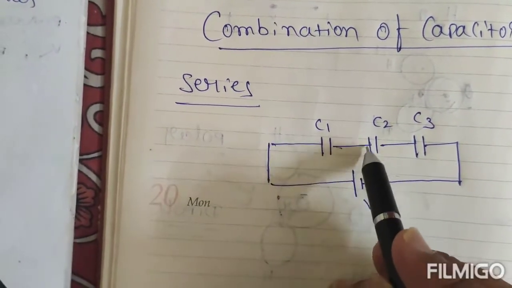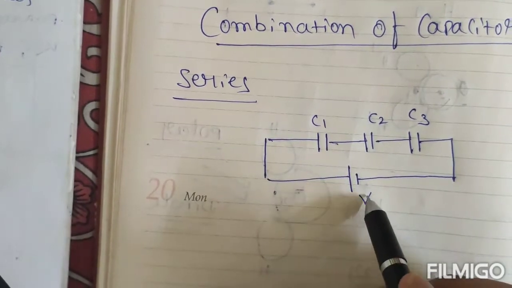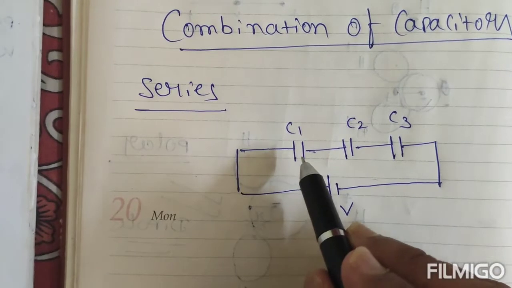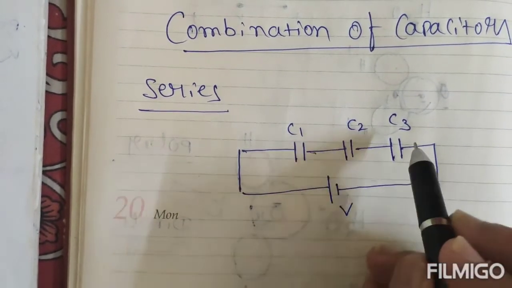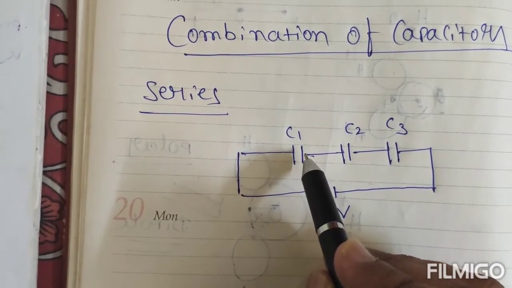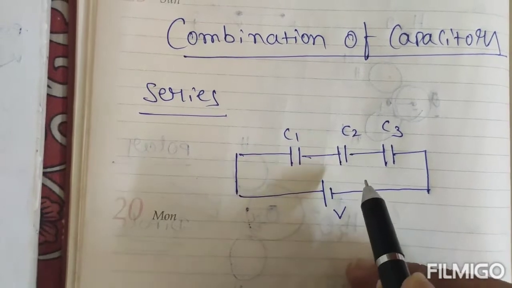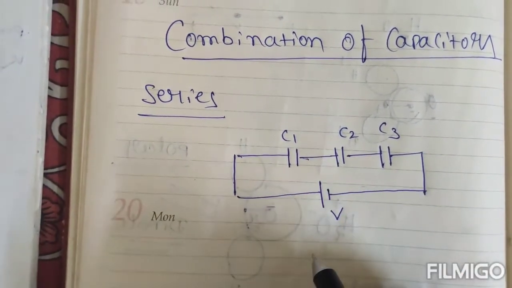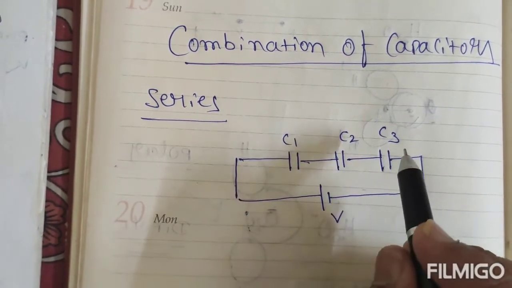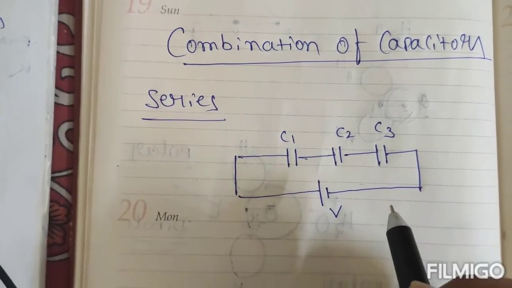These are the parallel plate capacitors C1, C2, C3, and this is the voltage supply V. According to the figure you can see that these are all connected in series. That is, the second plate of the first capacitor is connected to the first plate of the second capacitor, and so on. These repeated connections are known as series connection, right?